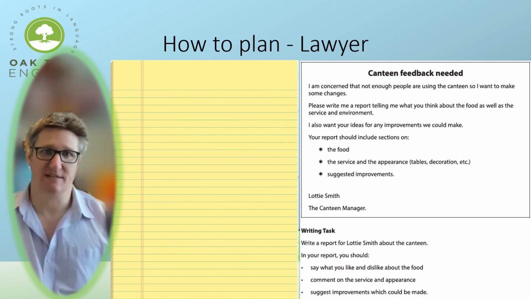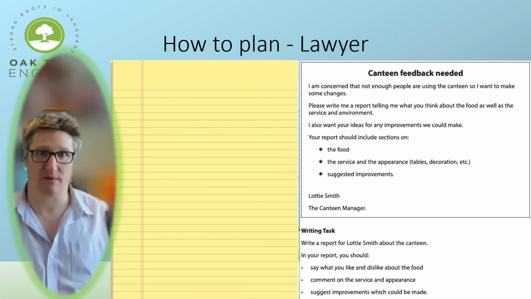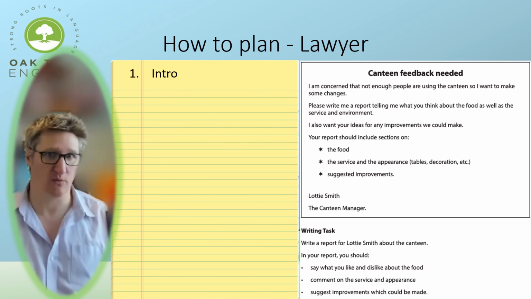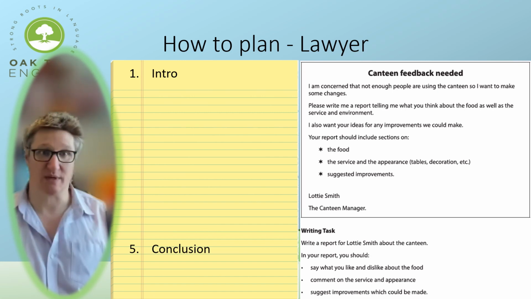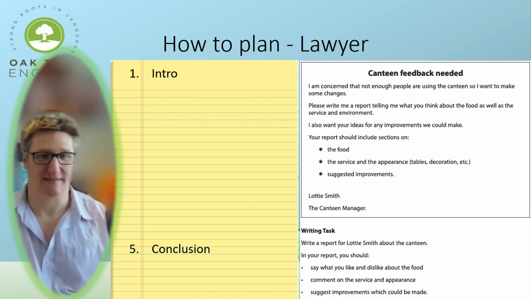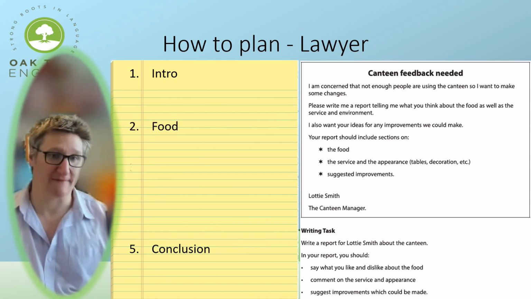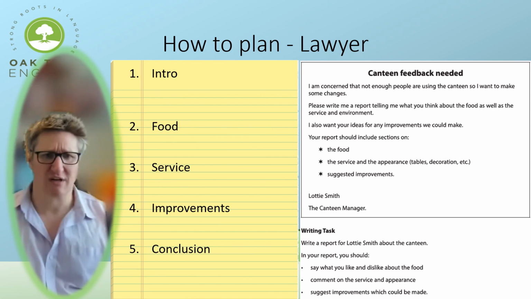You can break this down into paragraphs and then further into individual sentences like this. You always start with an introduction, where you tell them what you're going to tell them, and end with a conclusion, where you tell them what you've told them. In between, you just have to tell them. Let's have a look at that. So you'd write a paragraph about food, a paragraph about service, a paragraph about improvements. So far, so good.